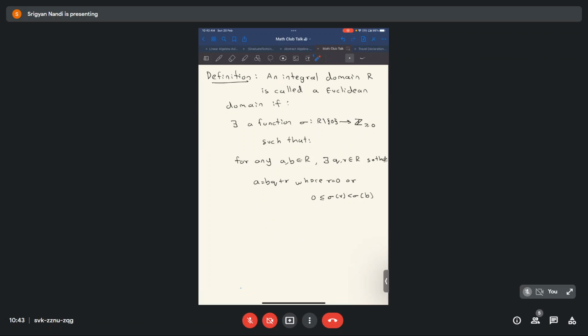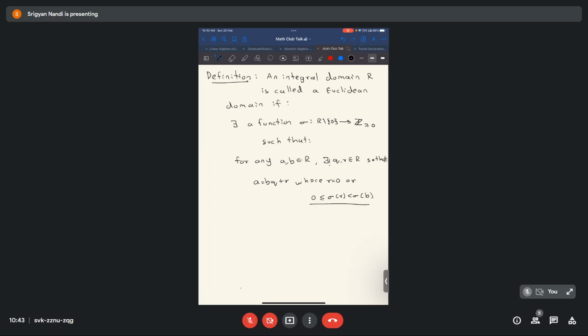So now we have this notion of the division algorithm: for any A and B in R, there should be a unique Q and R in R, and I forgot to mention this should be unique, such that A equals BQ plus R, where either R is equal to 0 or the size of R is less than the size of the divisor. So this generalizes the unique division algorithm in R, making it a Euclidean domain.